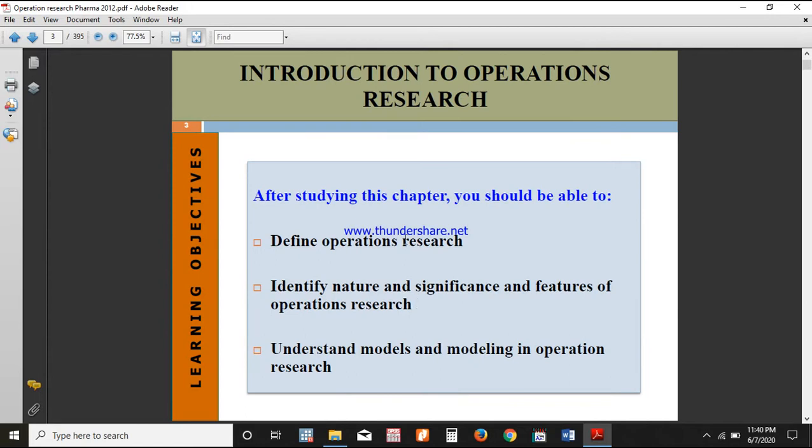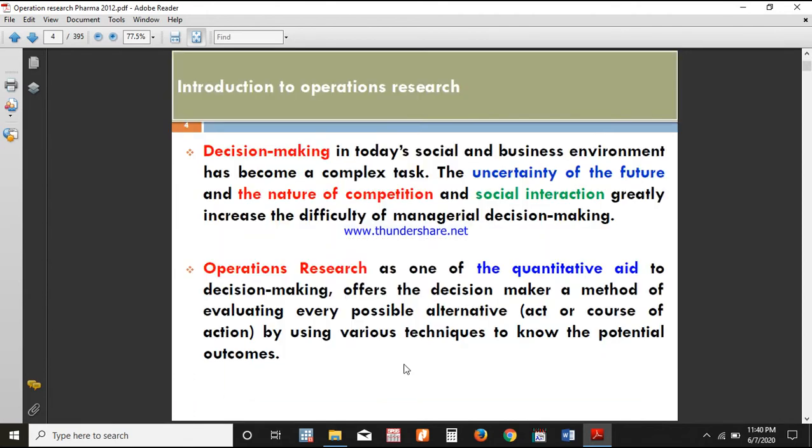After completing this chapter, you are going to define what operations research is, and you should also identify the nature, significance, and features of operations research. And finally, you are going to understand models and modeling in operations research.